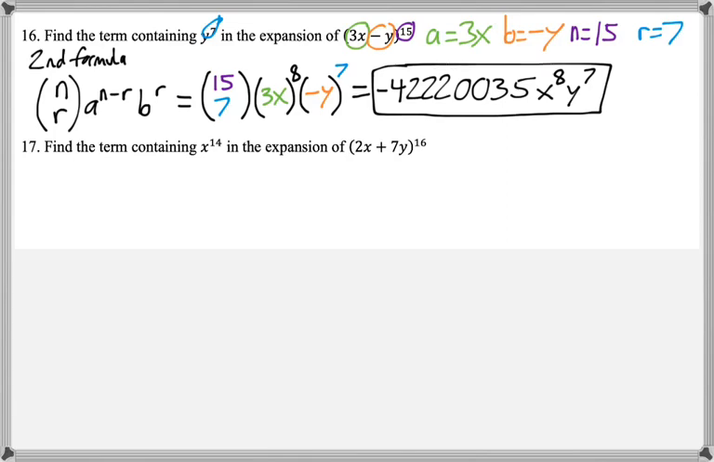So we do have a very large coefficient here, but notice this is the term that contains y to the 7th.